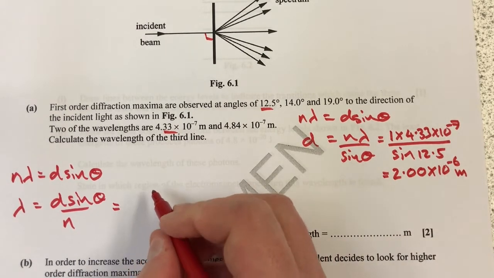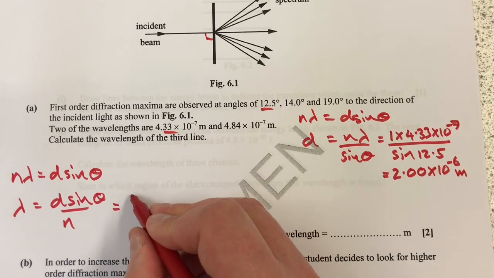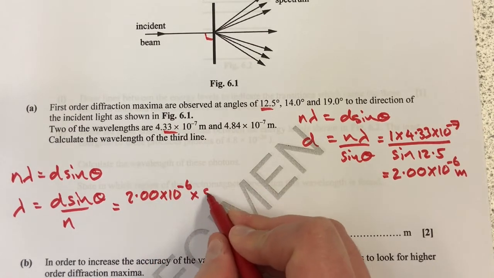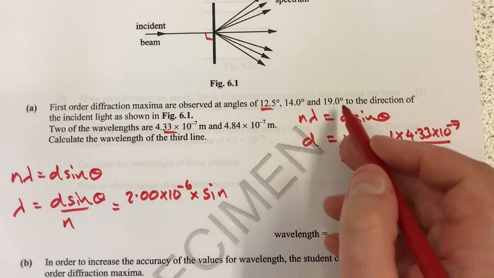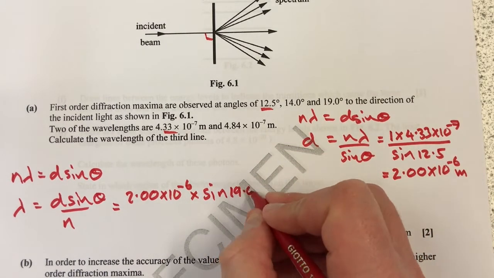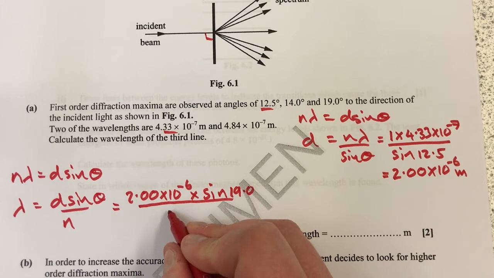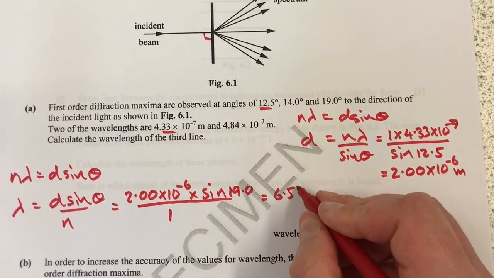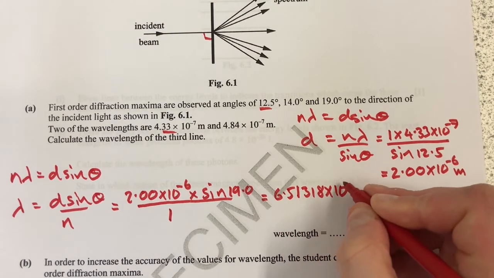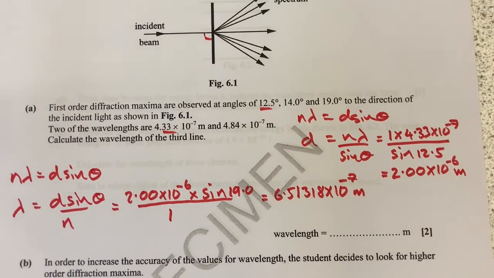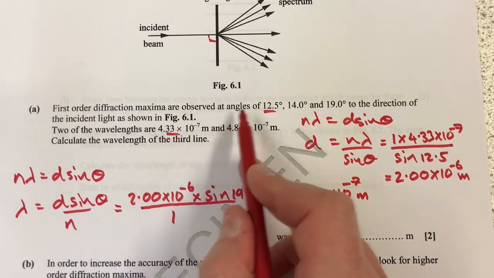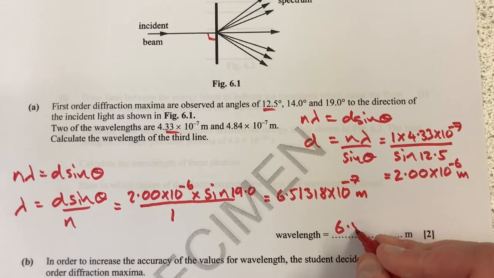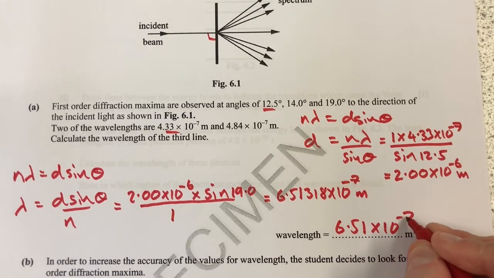I can then use that in this equation over here. So the distance between slits on my diffraction grating is 2.00 × 10^-6 times sine of the angle that I haven't yet got a wavelength for, 19.0, divided by the order number, which is the first order, so 1. That produces 6.51318 × 10^-7 meters. But because all of the numbers in the question are to 3 sig figs, I need to write my answer to 3 sig figs, so that would be 6.51 × 10^-7 meters.